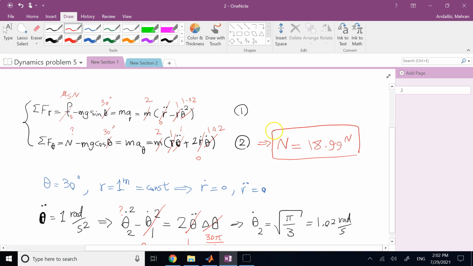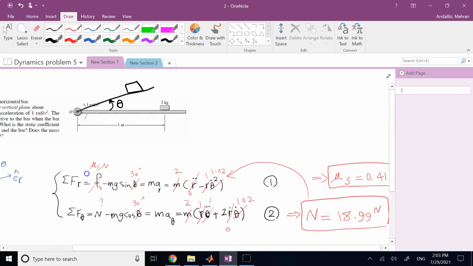And now, if I plug it into this top equation, where mu s is unknown, I can solve for mu s because everything else is known. Every term here is known. So if we solve for mu s, the answer, with 2 decimals, is 0.41. And you know it's unitless. So that is the answer. Mu s is 0.41 for this motion to happen.